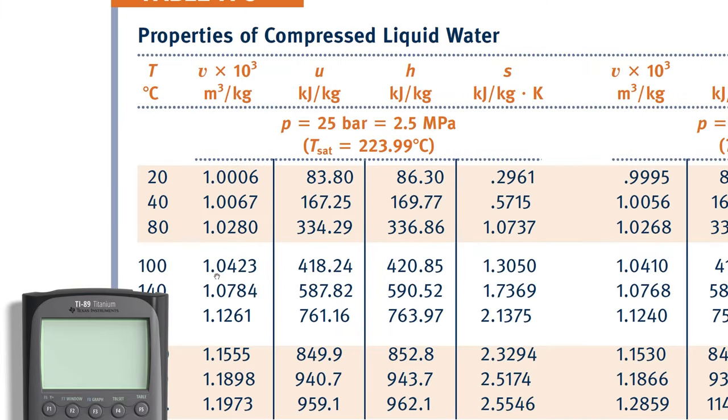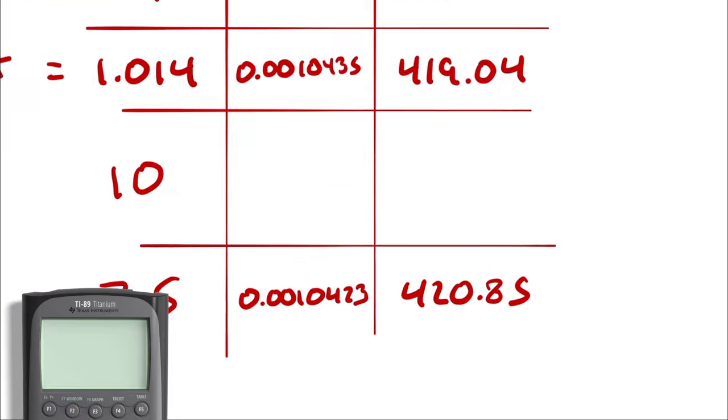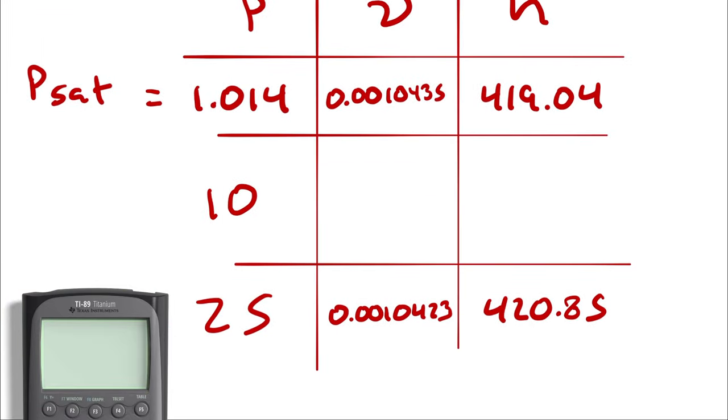And specific enthalpy at 100 degrees Celsius and 25 bar, 420.85. And now we have everything we need to actually interpolate for our actual property. So we are going to take 10 minus 1.014 divided by 25 minus 1.014, and we are going to multiply that by the property at 25, which was 0.0010423, minus the property at 1.014, which was 0.0010435. We are adding that to 0.0010435, and we get 0.0010043.